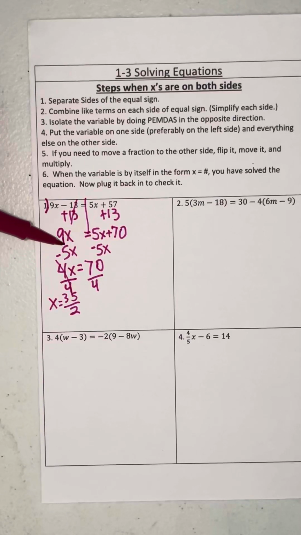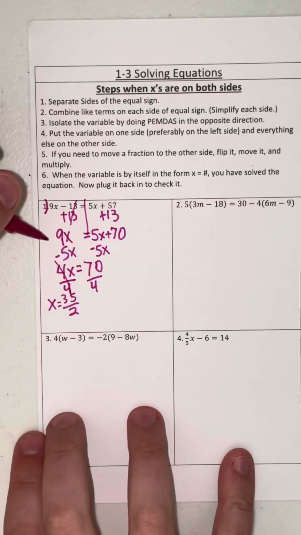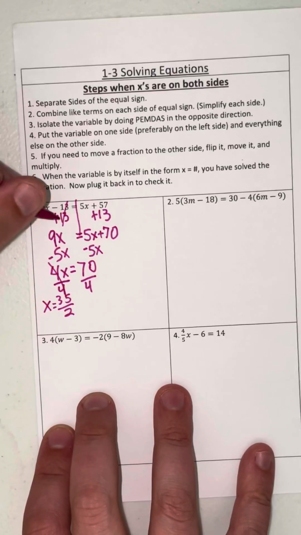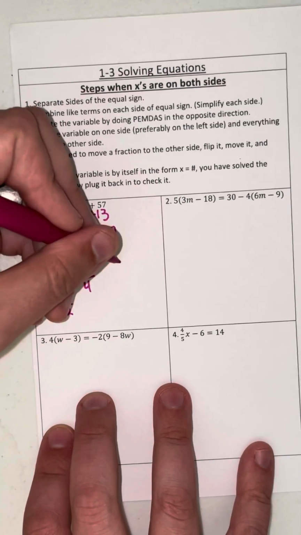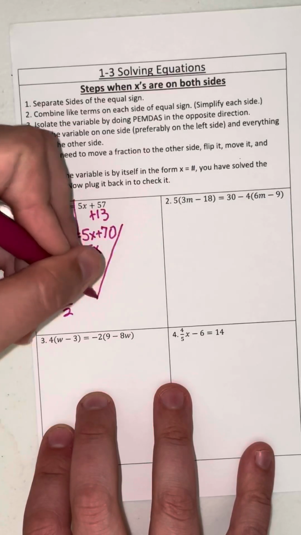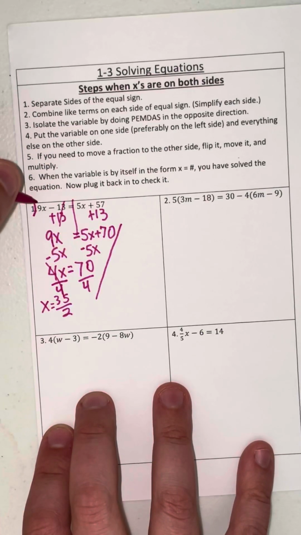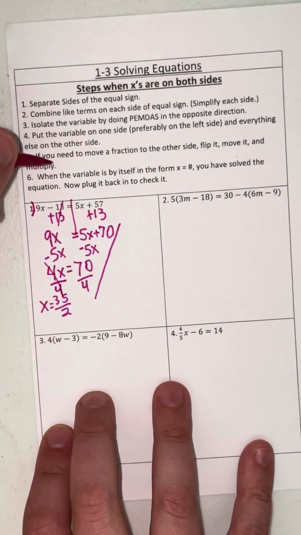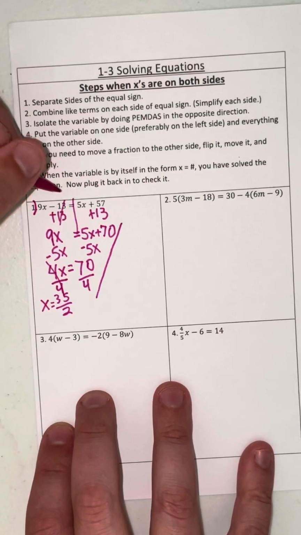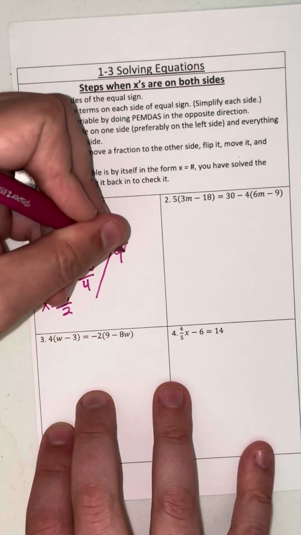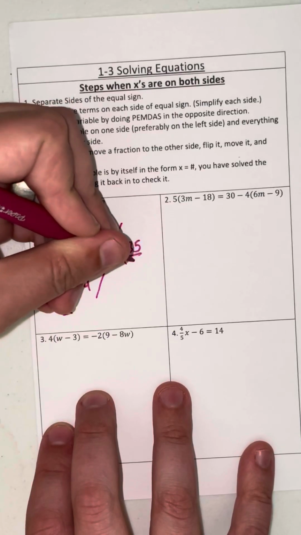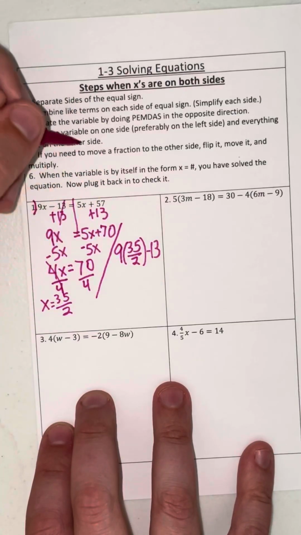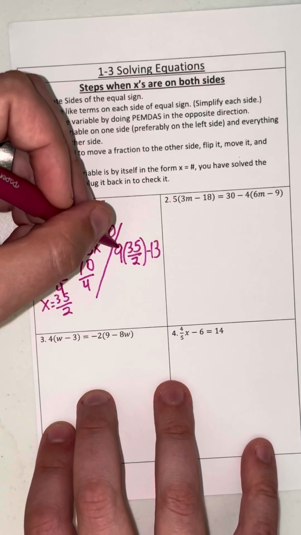Okay, then our last step, we're going to go in and check our answer to make sure it's correct. To do that, anywhere there's an x up here, we're just going to plug in 35 over 2. Because of the room that I have, I'm going to work out the left side and then the right side, and make sure they both equal the same thing. So 9 times 35 over 2 minus 13.